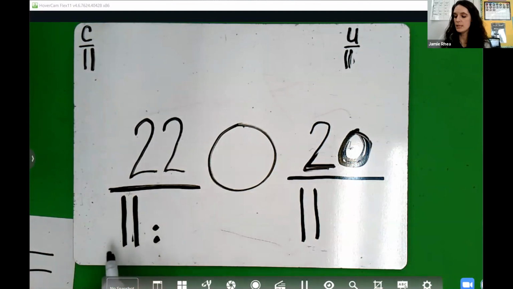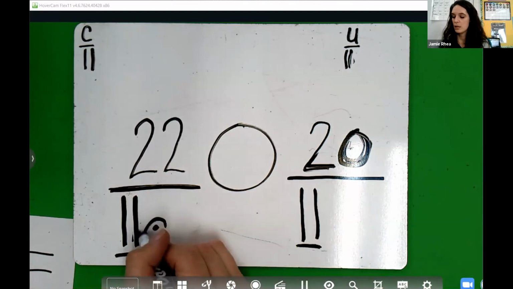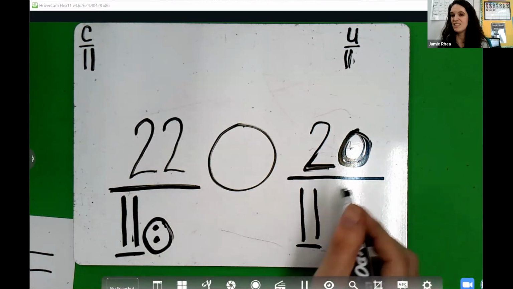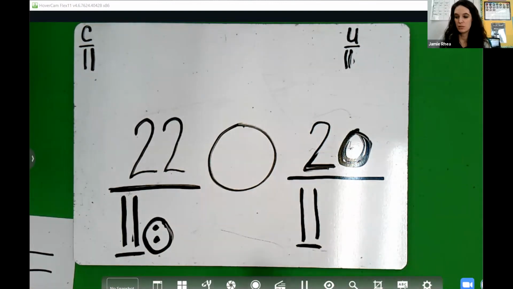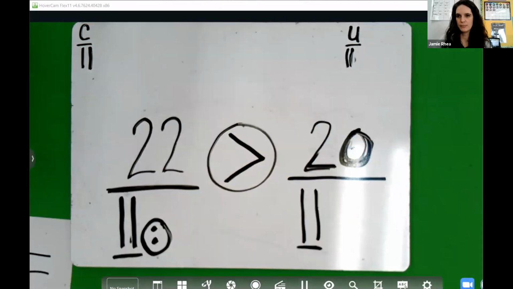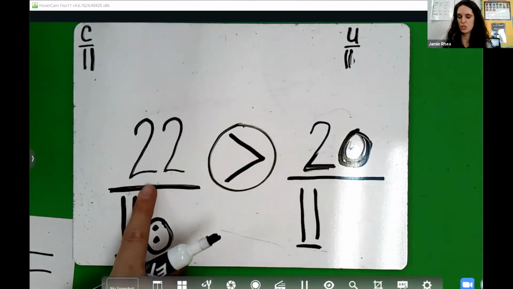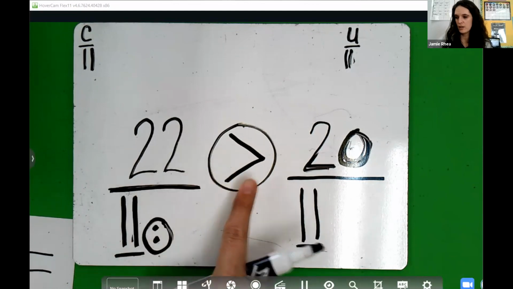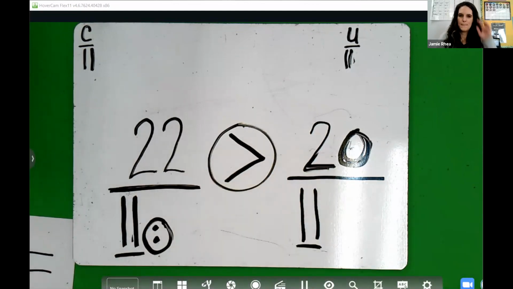So now I'm going to look at my tens place. How many do I have? I have 2 on both of them, so I have to look at my ones place. I have 2 here, but I have nothing here. So which one had more? 22. So I'm going to make my symbol look like that. And I'm going to say 22 is greater than 20. Whoop, whoop.